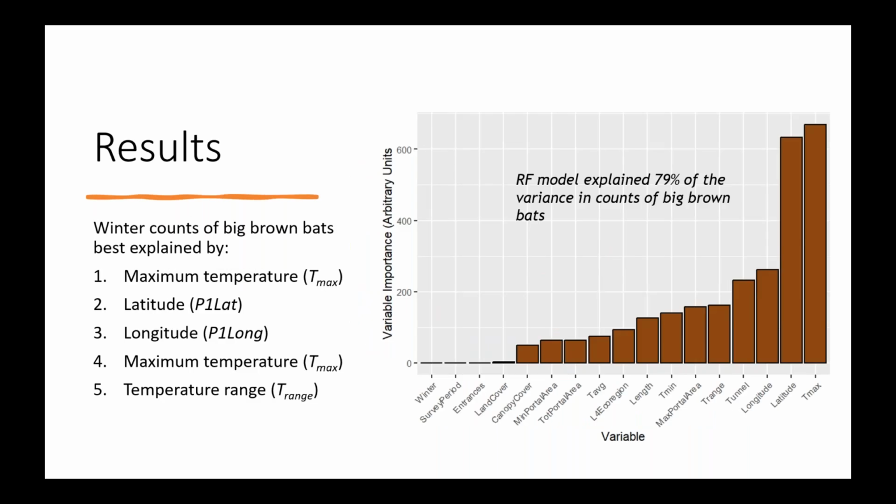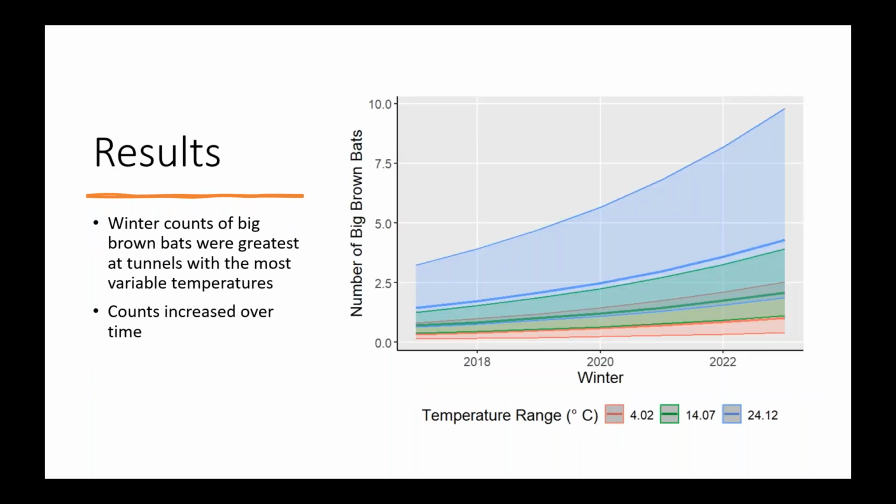Finally, let's look at big brown bats. Winter counts of big brown bats were explained by some slightly different variables: the maximum temperature, the latitude, the longitude, the tunnel length, and the range of temperatures. And this model was able to explain 79% of the variance. When we put these 5 variables into our generalized linear model selection process, what we found is that the winter counts of big brown bats were best explained and were greatest, interestingly, at tunnels with the most variable temperatures.